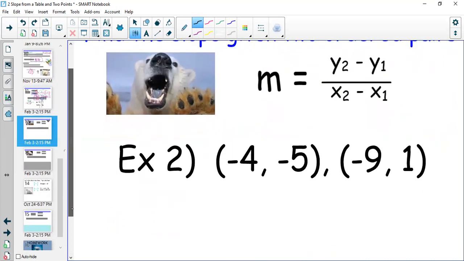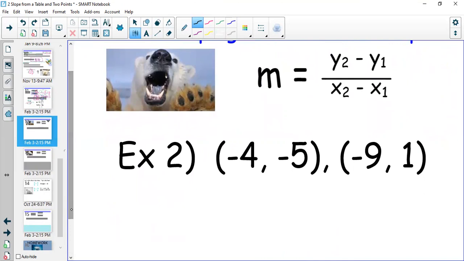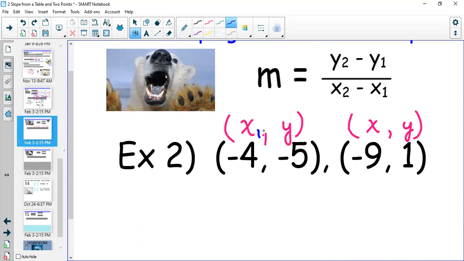I'm going to do the first method on this one, and on the next one, I'll do the other method. Okay, so option 1, I need to label x1. I need to label all my parts here. So I have my first x comma y, and another point, x comma y. Since I have my first x and my first y, and over here I have my second x and my second y.